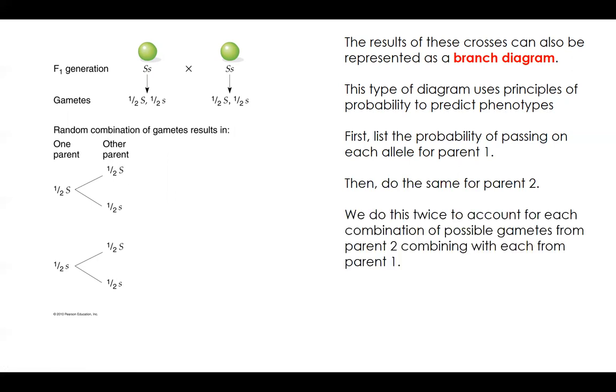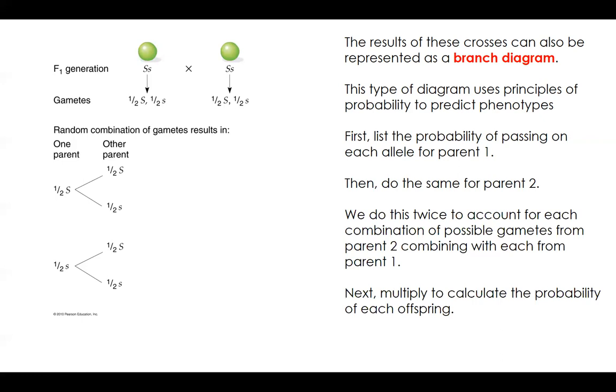So again, doing this twice to account for each of the possible combinations. So the next part of this, we're going to multiply. This uses principles of probability. The way I like to think about this is, when you're looking for the probability of an outcome, you list the things that need to happen.